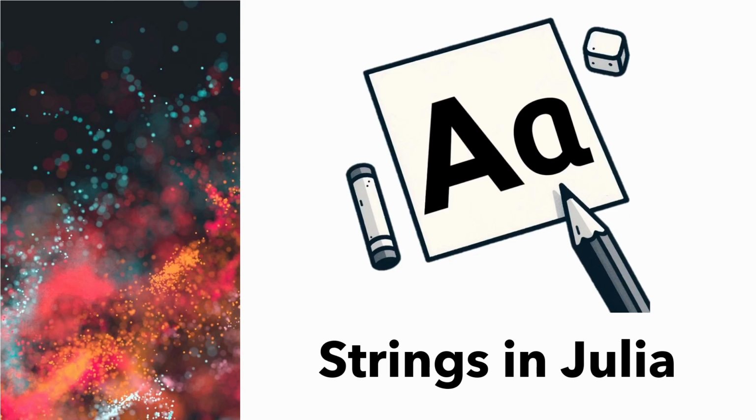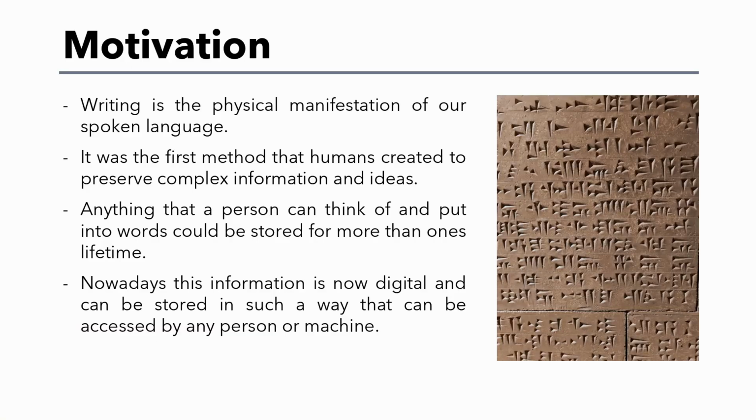Hi, on today's tutorial we are going to explore how strings are represented on a PC and how we can create and interact with them using Julia. So a string is in fact the digital representation of written text, and writing is the physical manifestation of our own spoken language. It was the first method that we, as humans, created to allow us to preserve and share complex information and ideas. It was such an important creation because it allows us to record very specific information in a lossless way that could be stored and possibly replicated for more than one's lifetime.